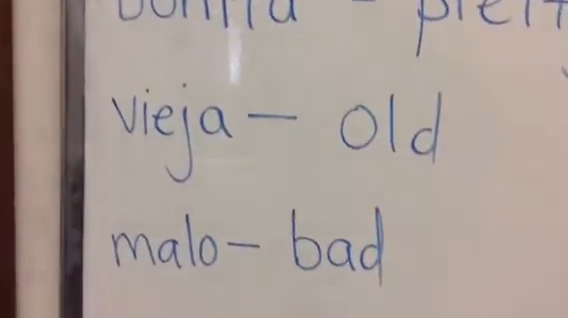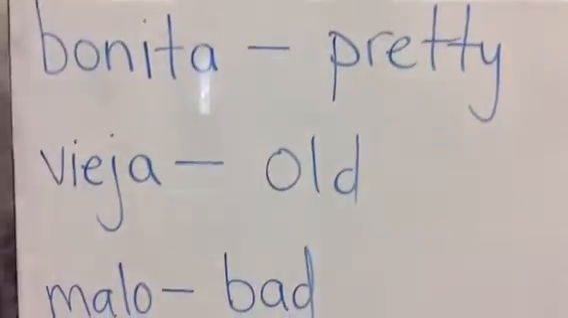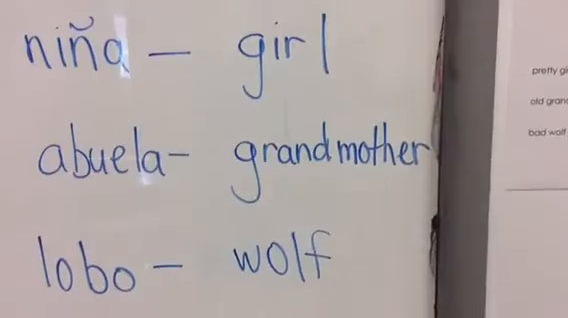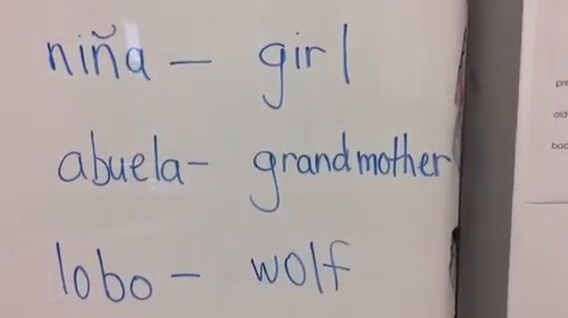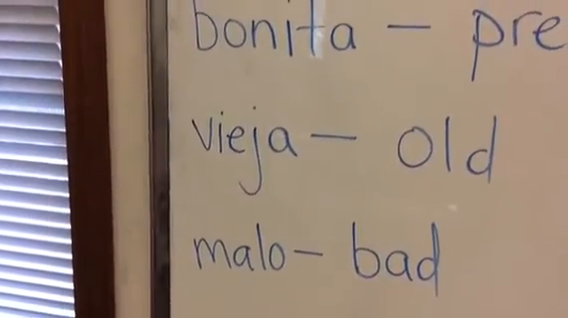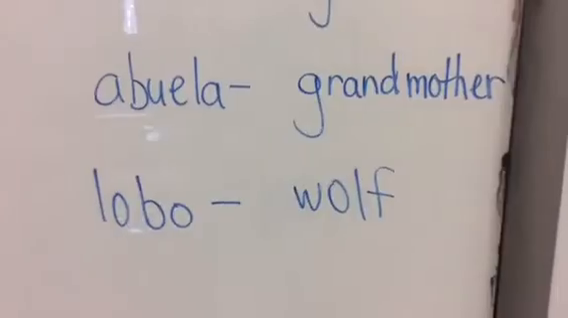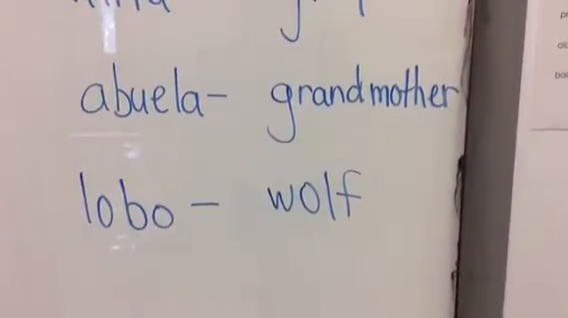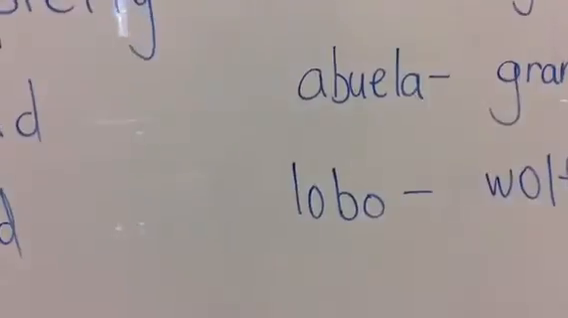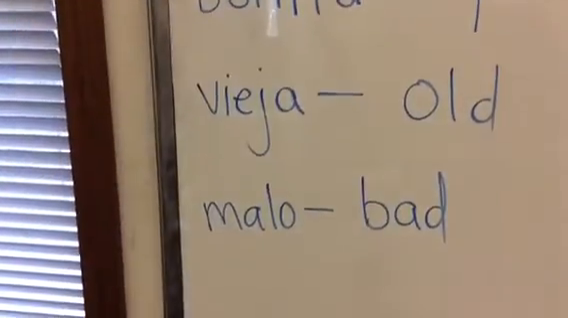And the same would be true for the other words. In English, we would say old grandmother, but in Spanish, it would be abuela vieja. And in English, we would have bad wolf. In Spanish, it would be lobo malo.